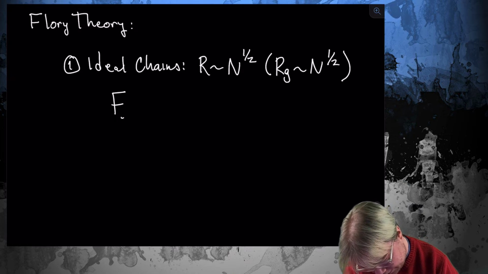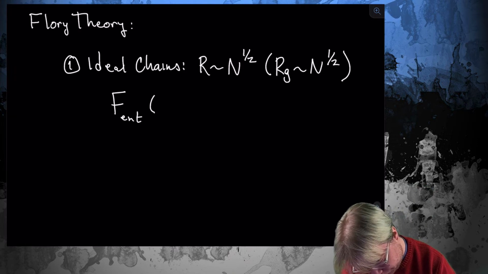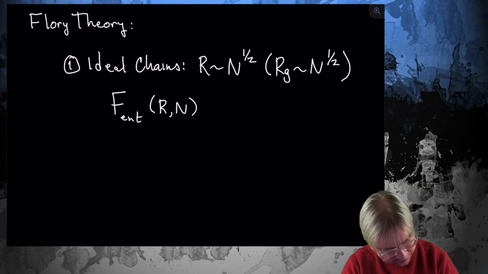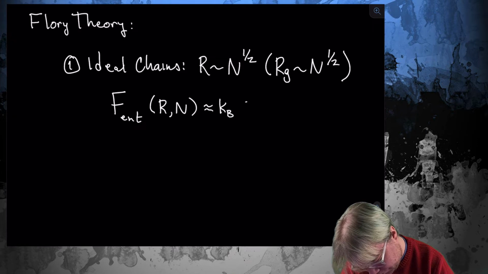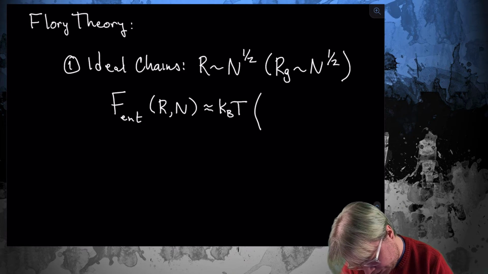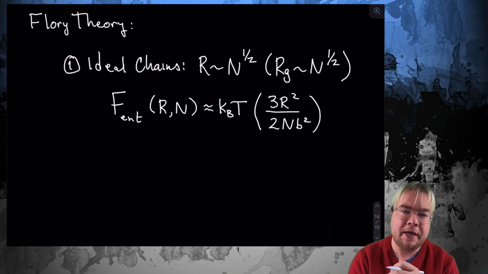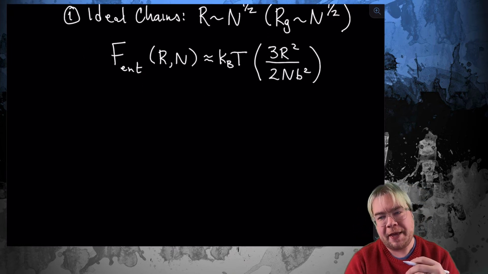So another way to write this is that the entropic free energy of the chain, as a function of its size and its degree of polymerization, and we derived this last semester, the free energy is basically kBT, so thermal energy, and then multiplied by a factor, and that factor is 3R squared divided by 2nb squared. And now you should know what all of these terms are. So that's the free energy from entropy.